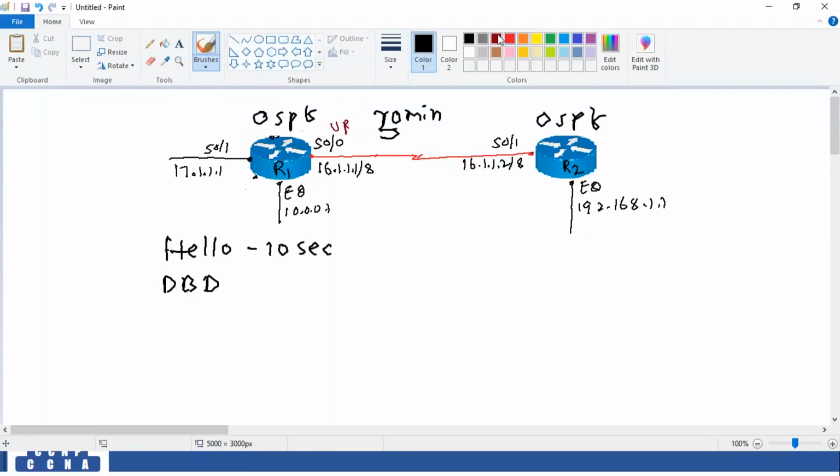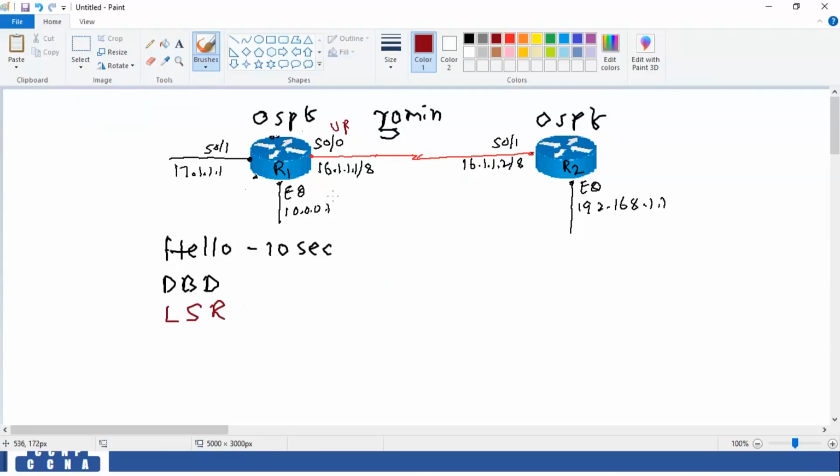So what will R1 do after 30 minutes? R1 will send a request. Hello router 2, do you have any new updated information? It is asking the question actually. So for that, OSPF will use another packet called LSR, link state request. The LSR packet is used for asking for new information. If R2 really has any update, then R2 will give the update.